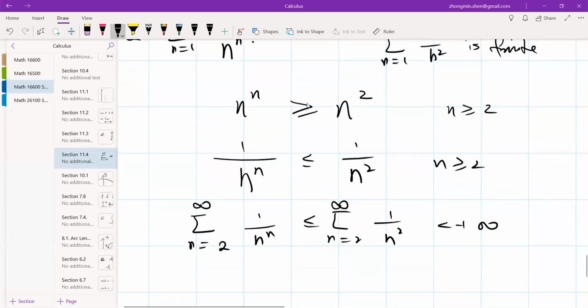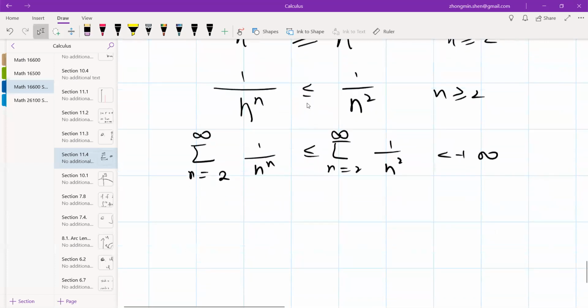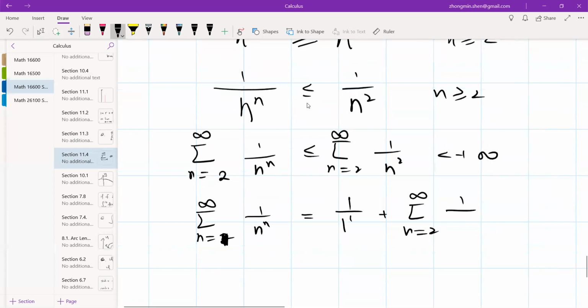Then yes. So now it's convergent. If this is convergent, then n starting from 1 is also convergent, right? Because if n starts from 1, it's going to be the 1 term plus the sum with n starting from 2. So this is convergent. Okay, it's finite.